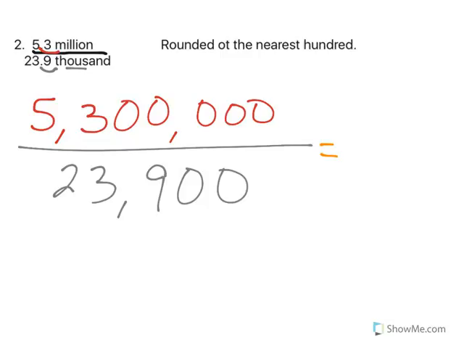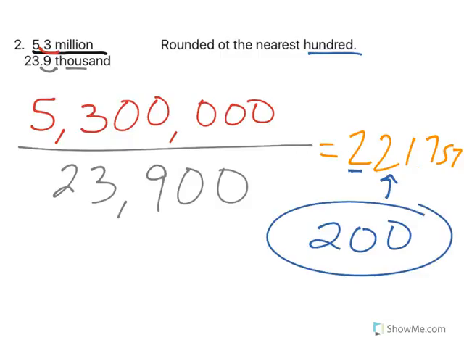Now, if you wanted to, you could reduce zeros first. Depending on how big your number is, that might be a good idea. But if you just divide these, you end up with 221.757. This is round to the nearest 100. 100 is the 2 spot. Well, 2 rounds down, so I round to the nearest 100 of 200.